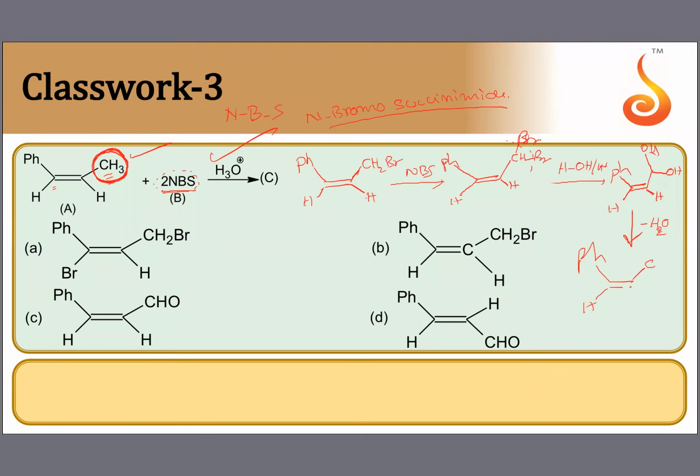C double bond O, H. Here H. So this is the final product. This is cinnamaldehyde. So where is the correct answer? C. C is the correct answer.